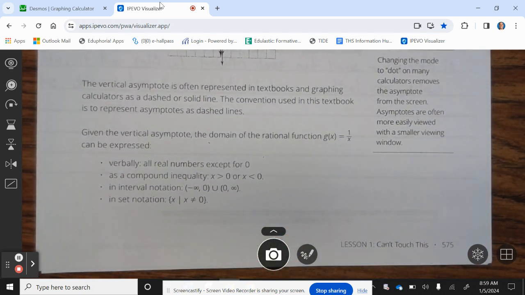A vertical asymptote is often represented in textbooks and graphing calculators as a dashed or solid line. The convention used in this textbook is to represent the asymptote as dashed lines. Given the vertical asymptote, the domain of the rational function g of x equals 1 divided by x can be expressed verbally as all real numbers except 0, as a compound inequality x less than 0 or x greater than 0. In interval notation, negative infinity to 0 union 0 to infinity. In set notation, x such that x does not equal 0.